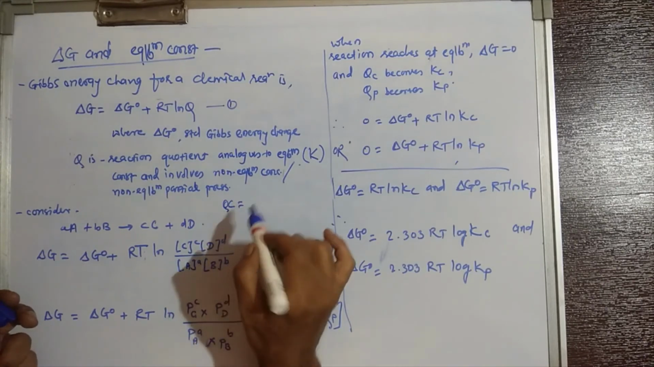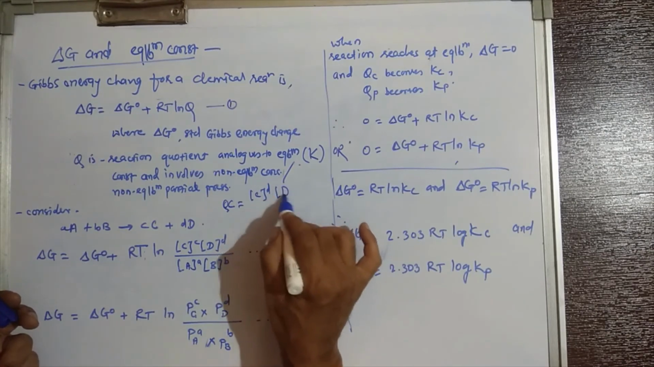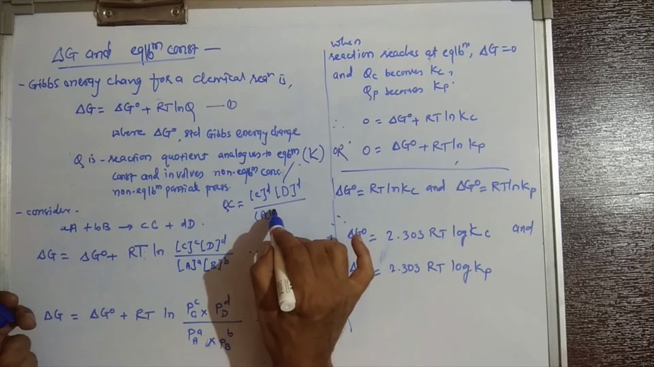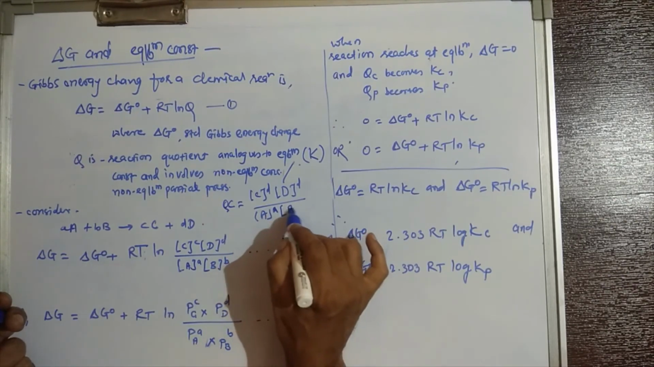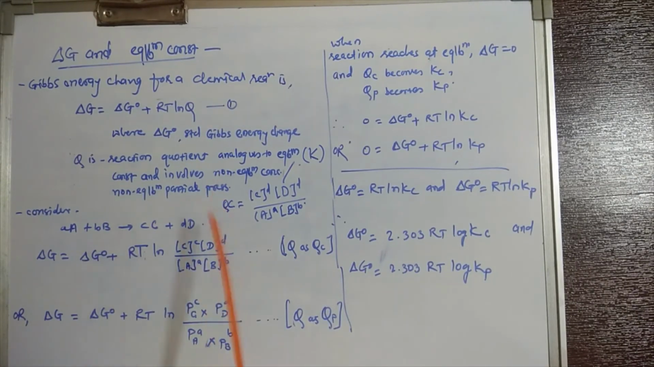Okay, this Qc is equal to the product of concentrations of the products divided by the product of concentrations of the reactants. So delta G is equal to delta G naught plus RT ln Q, where Q as Qc is in terms of concentration. Or if this equation is in terms of partial pressure, with Q as Qp, then the equation is written as delta G is equal to delta G naught plus RT ln of partial pressure of C into partial pressure of D divided by partial pressure of A into partial pressure of B.